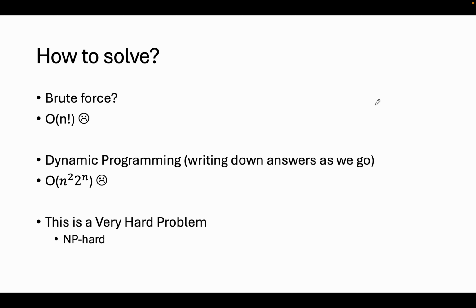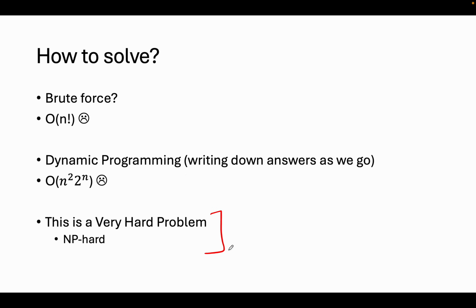The problem is that this is really hard. Even if we say, let's just brute force it and find all the possible Hamiltonian cycles and then choose the best one, that is n factorial, which is very not good. We could do a dynamic programming approach where we write down answers as we go to calculate this. And that gives us n squared, which maybe isn't too bad, but then it is multiplied by 2 to the n, which is very bad. So that's also not good.